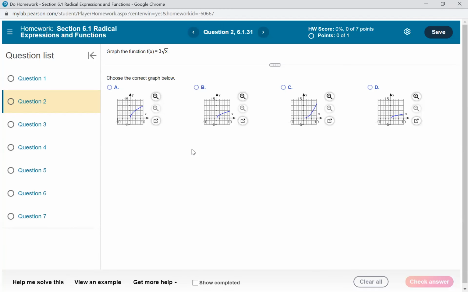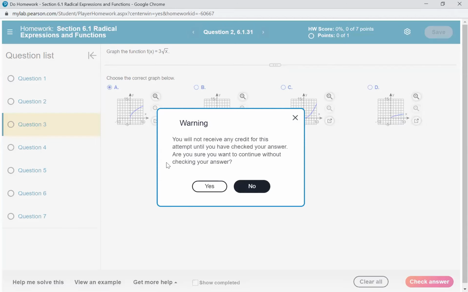So it looks like I'm actually going to go with A still. B looks like it's a little shallow for us, okay? All right, so you pick your graph, move on to the next.